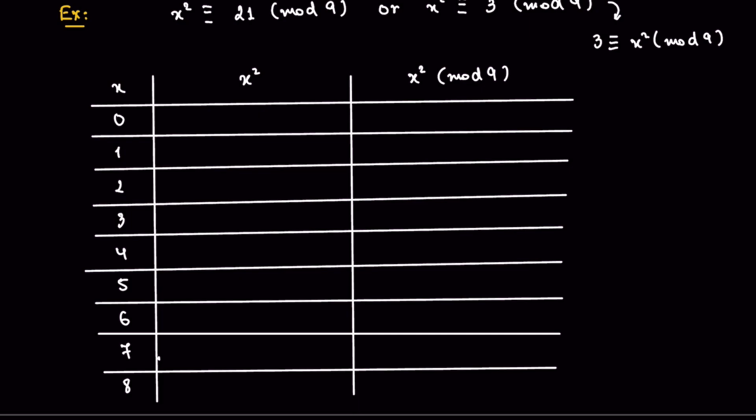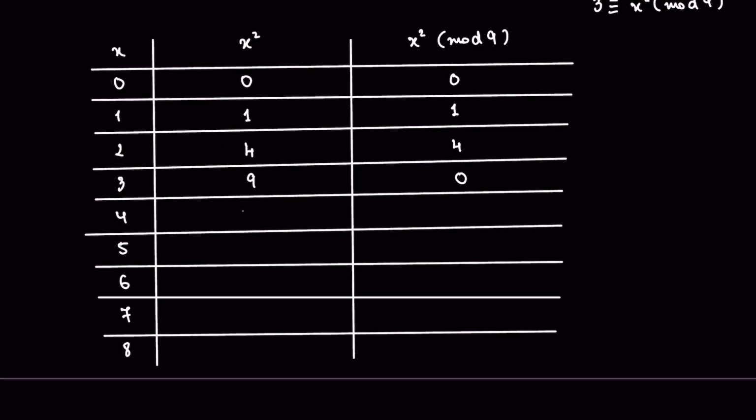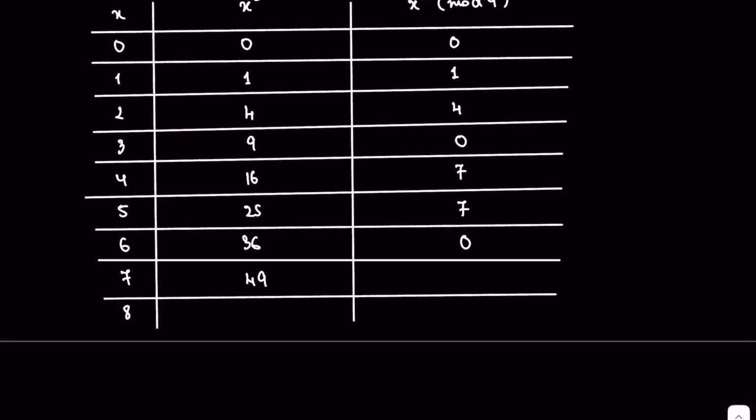When x equals 0, x squared equals 0. So 0 mod 9 is 0. 1 squared is 1. 1 mod 9 is 1. 2 squared is 4. 4 mod 9 is 4. 3 squared is 9. 9 mod 9 is 0. When x equals 4, 4 squared is 16. 16 mod 9 is 7. 5 squared is 25. 25 mod 9 is also equal to 7. And 6 squared is 36. Mod 9 is 0. 7 squared is 49. 49 mod 9 is 4.